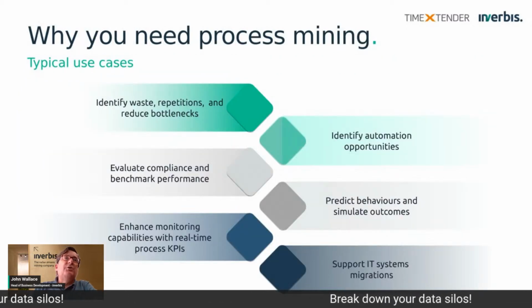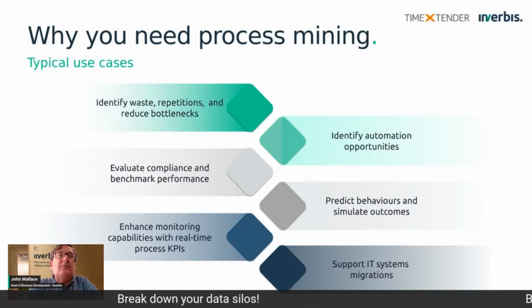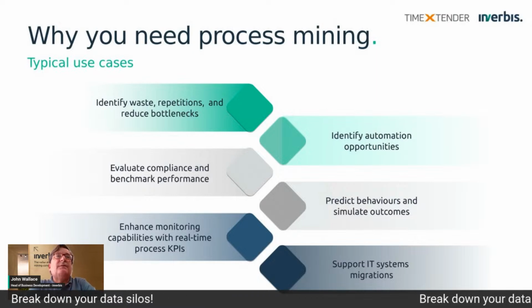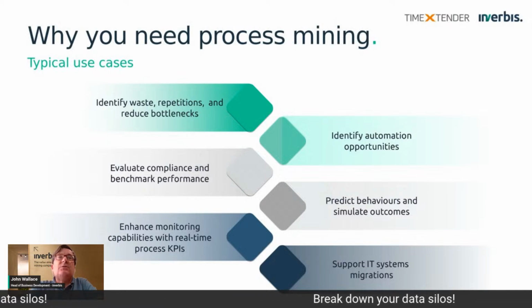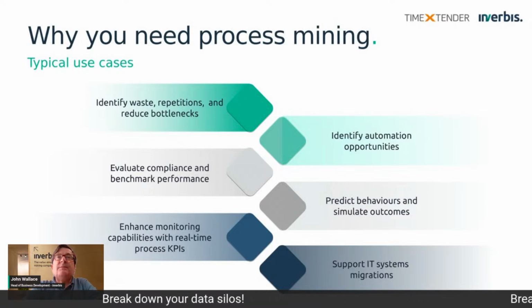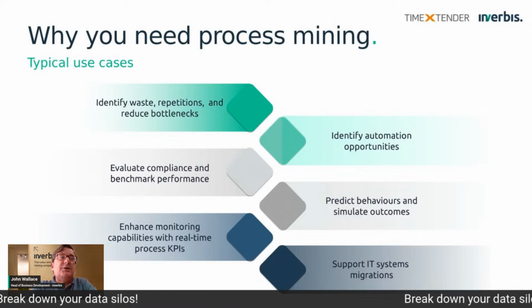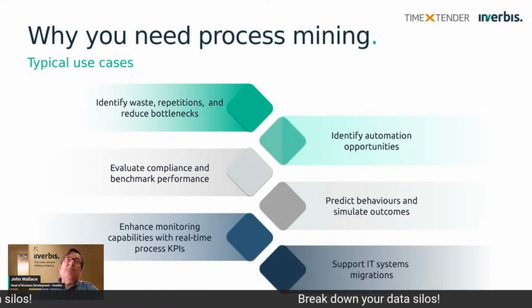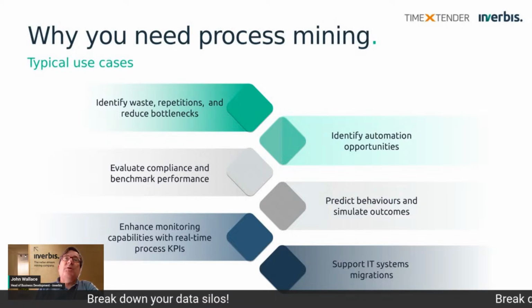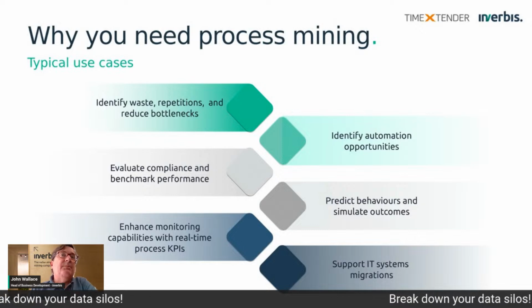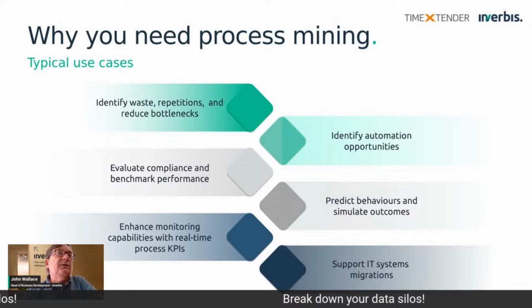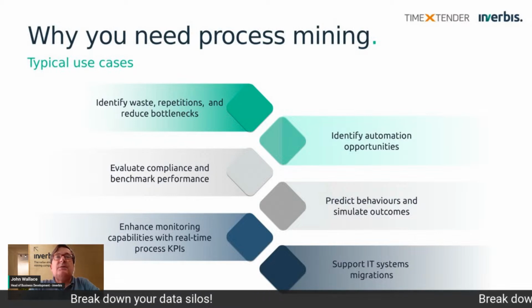The typical use cases for process mining are, first and obvious, process improvement. You can identify waste, bottlenecks, repetitions, etc., to be able to optimize your processes. Also to identify automation opportunities. You can see how exactly the processes are being executed to locate the particular variants or paths that you want to automate, or if there's more value in automating some things versus other things.